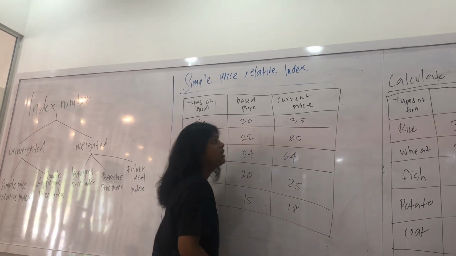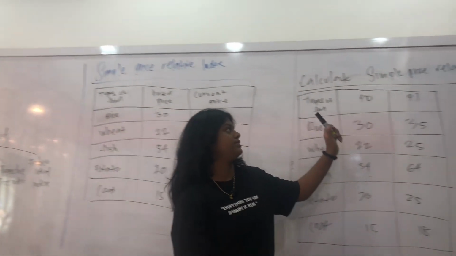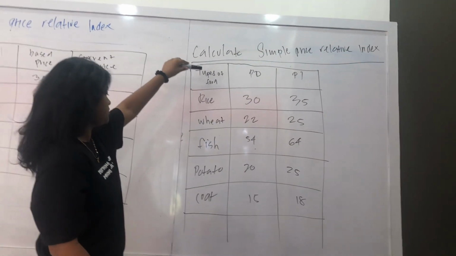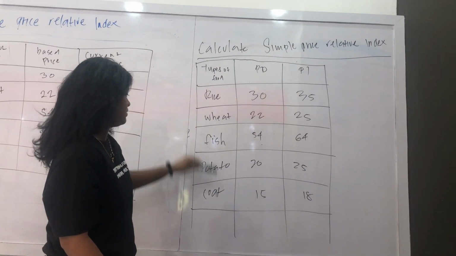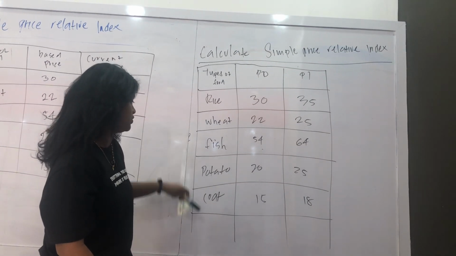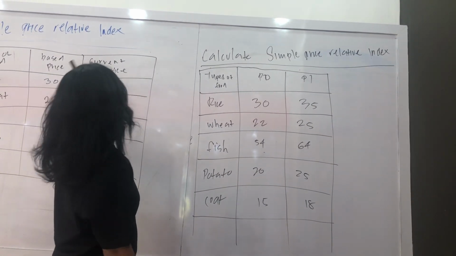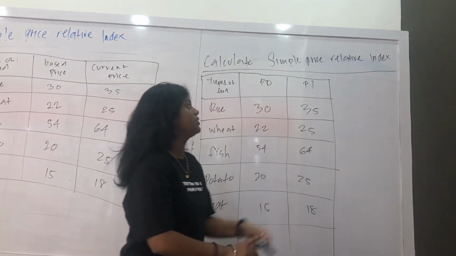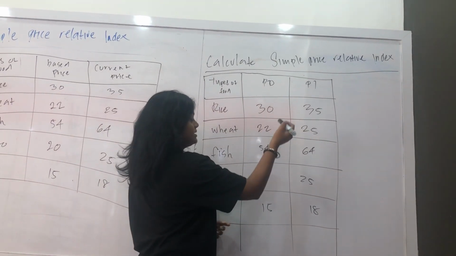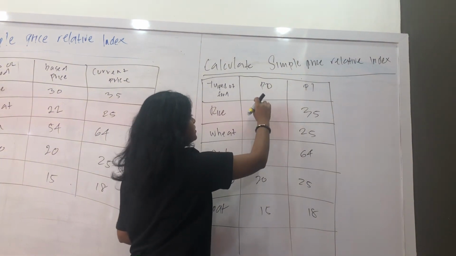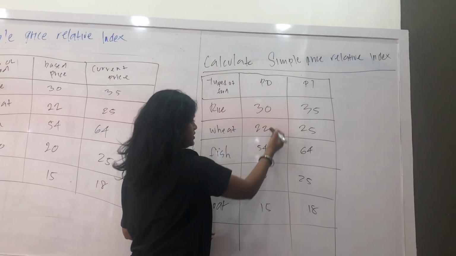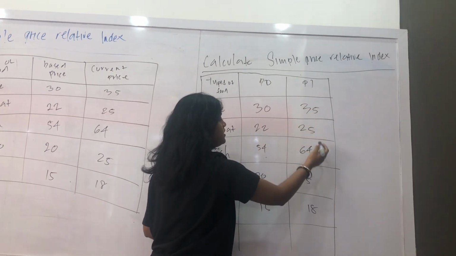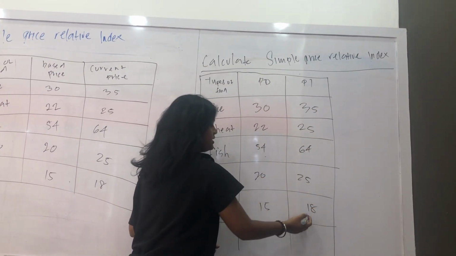So the calculation of the simple price relative index is, same as before, we put them in the same way: rice, wheat, fish, potato, corn. Then we change the base price into P0, and the current price into P1, because it makes the calculation simple. So the same 30, 22, 54, 20, 15, and then P1 is 25, 25, 64, 25, 18.